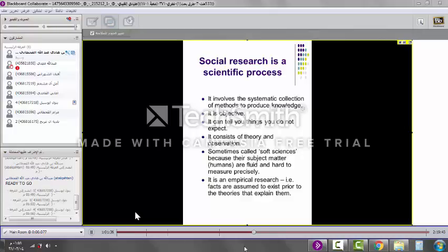It is an empirical research. For example, facts are assumed to exist prior to the theories that explain them. What does empirical mean? Based on experience, based on collecting data. Not just practical. There is theoretical research and empirical research.